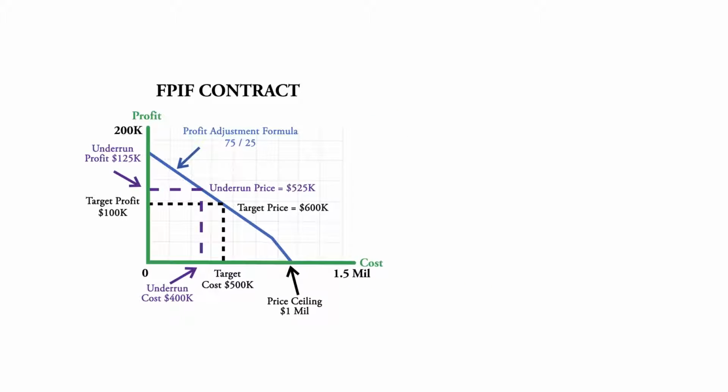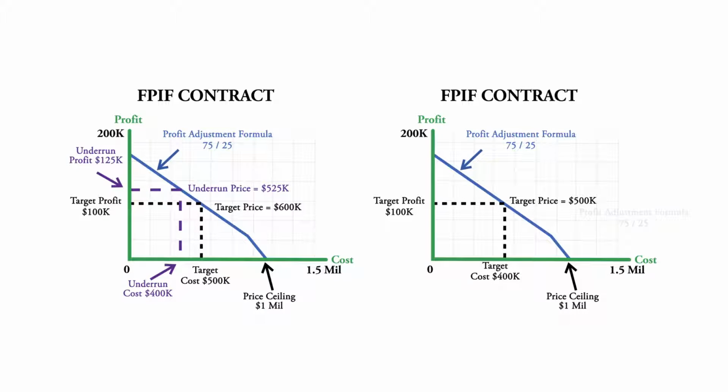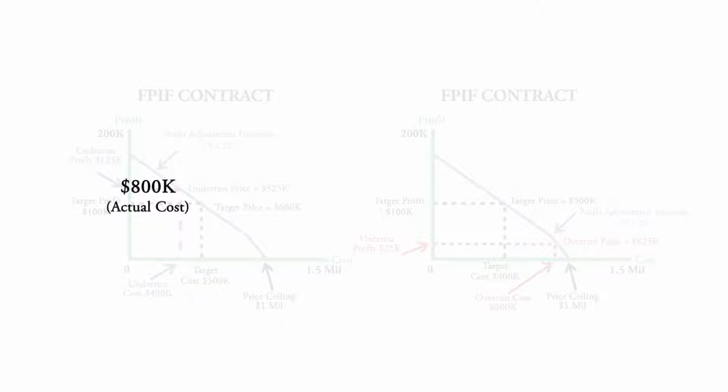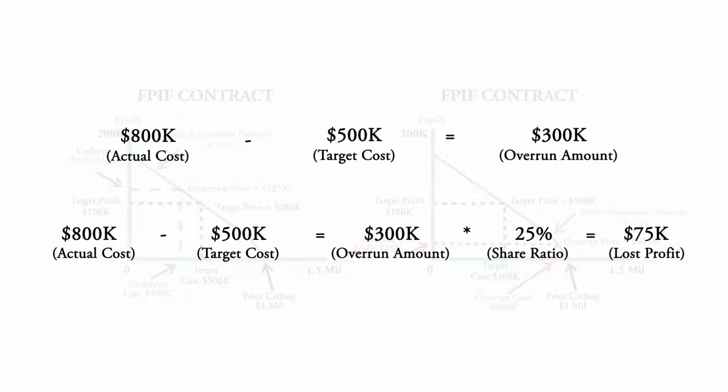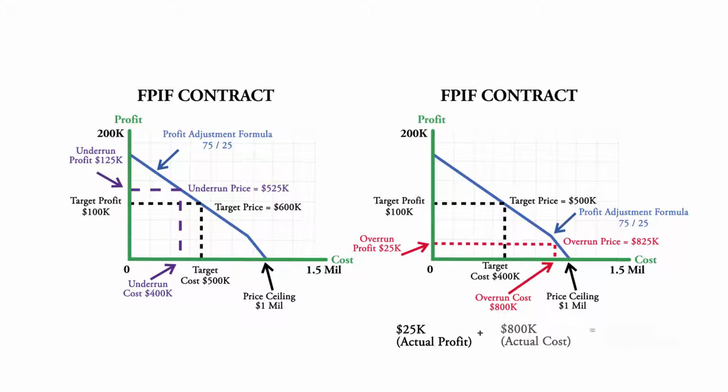Compare this underrun scenario to the overrun scenario, where the contractor spends more than the target cost to re-engineer the machinery. If the government and contractor negotiated the same contract but the contractor spent $800,000 to re-engineer the machinery, the contractor must share in and absorb their portion of the profit adjustment formula for overrunning from the target cost. The difference between the $800,000 actual cost and the $500,000 target cost is $300,000. If the contractor's share of the ratio is 25%, then they lose $75,000 out of their target profit of $100,000. After this scenario plays out, the contractor receives $25,000 total profit and the government spends $825,000. I'm sure the government and the contractor both prefer the underrun scenario.